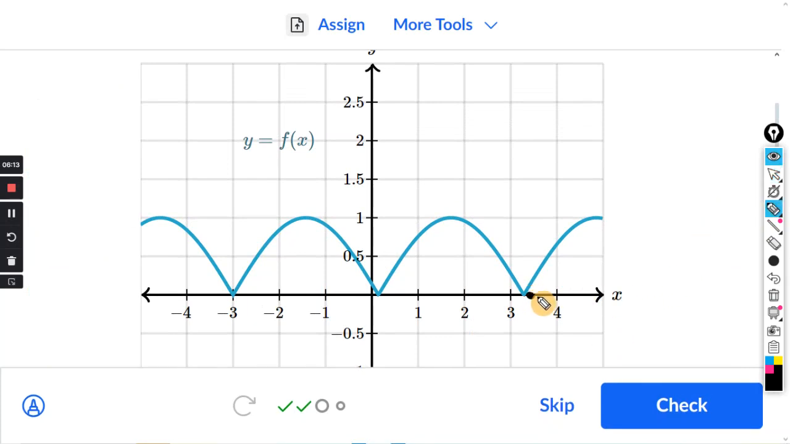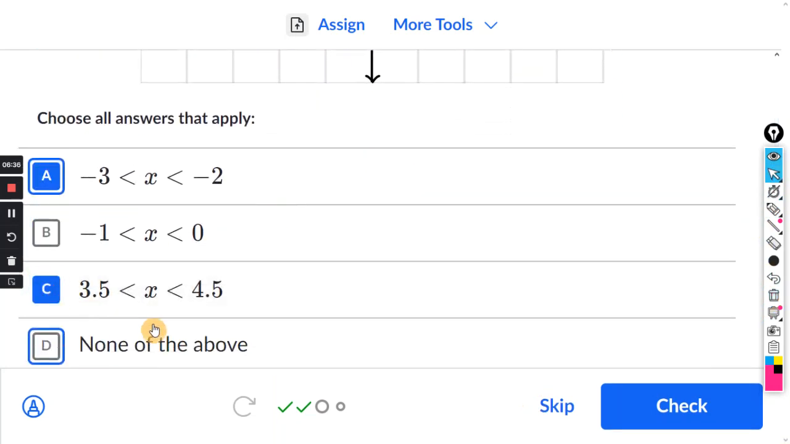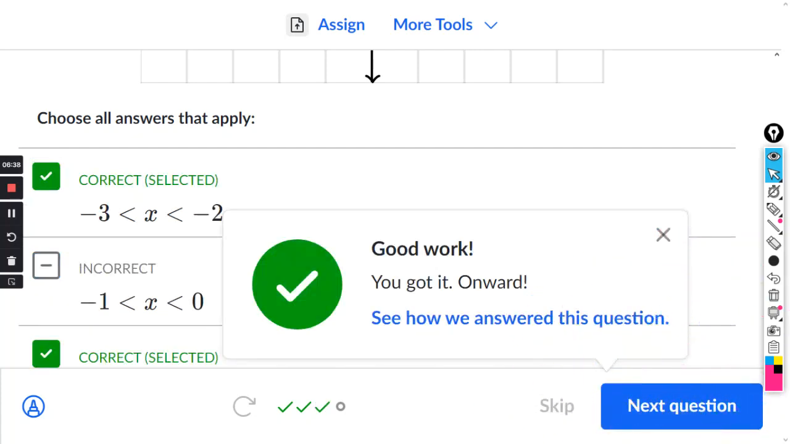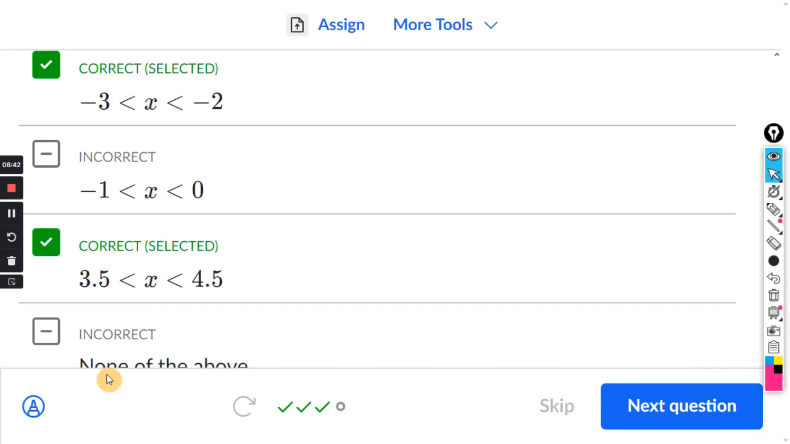Finally, answer C, 3.5 to 4.5. X-axis, 3.5 to 4.5. All right, trace it to the graph. You're looking at there and there. What's the graph doing, left to right? It is going up and to the right. That is a positive slope. That is increasing. That's what we want. So C is also good. All right, make sure you check all answers because there might be more than one correct.